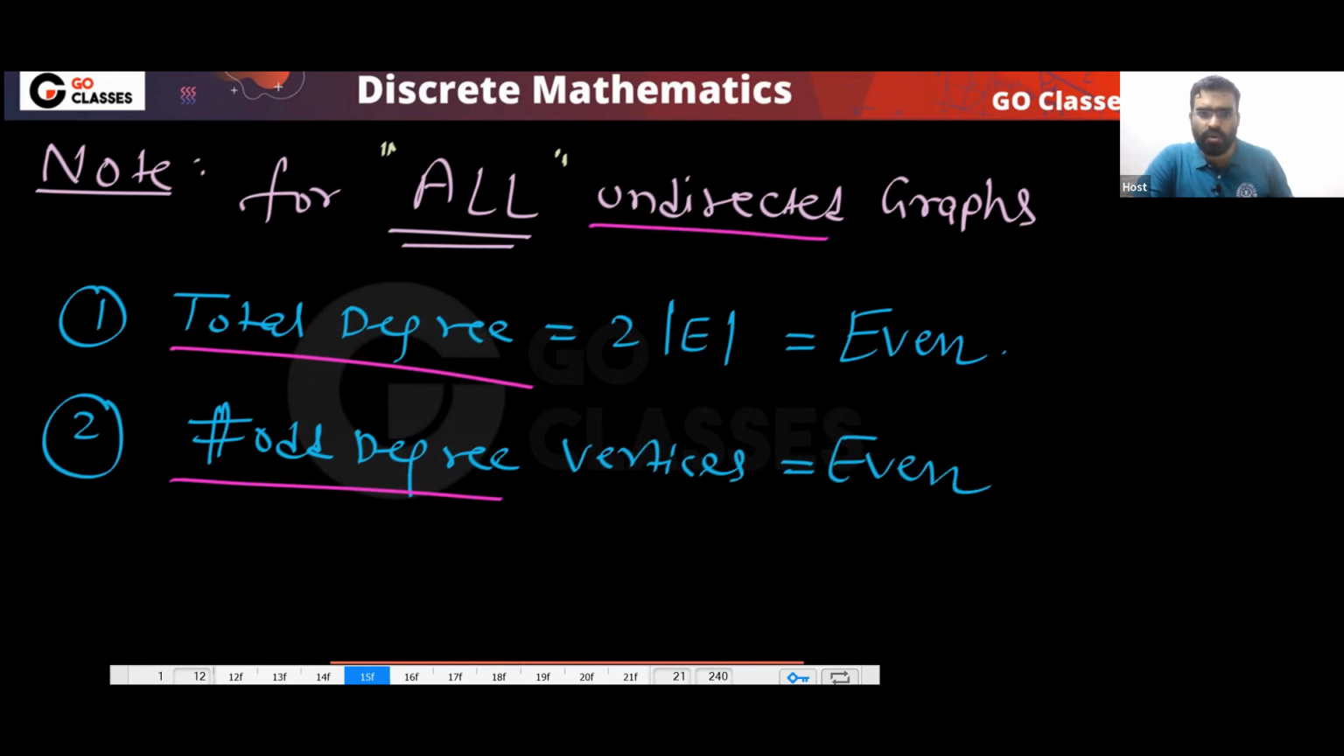And the number of odd degree vertices will be even. This will happen for all the graphs, remember.